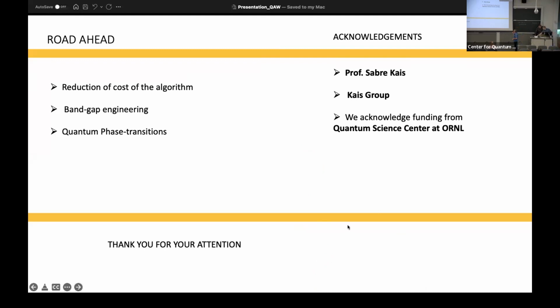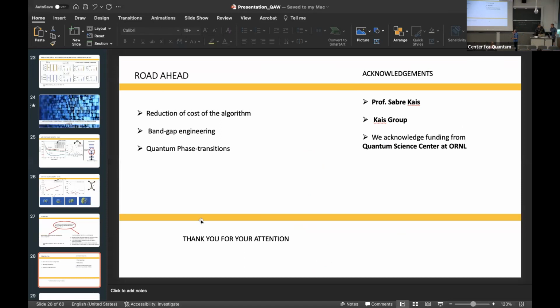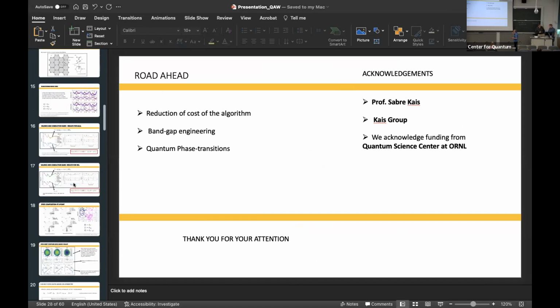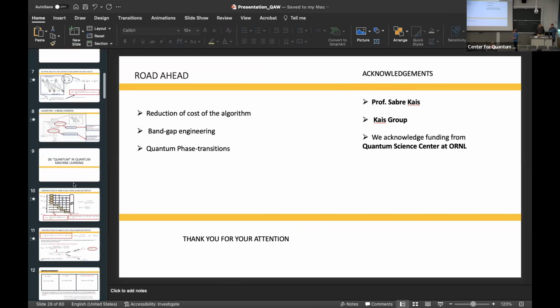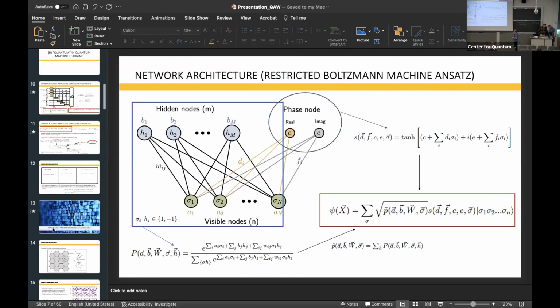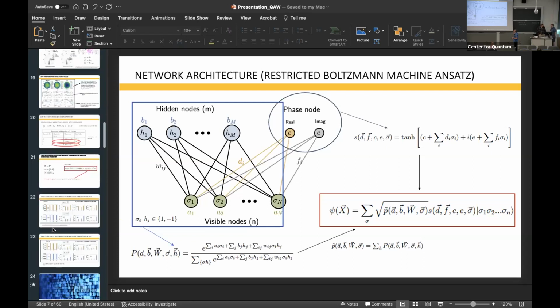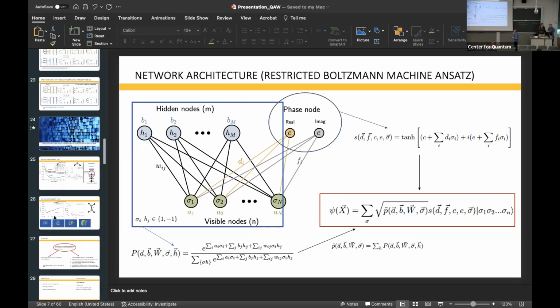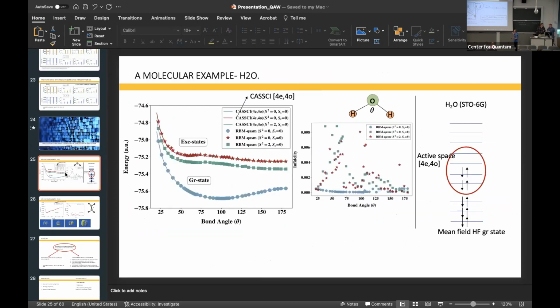I guess what you've modeled with the RBM is basically a band structure that comes from a tight binding model. Yes. So that seems reasonable. Can you comment on generalizations more?